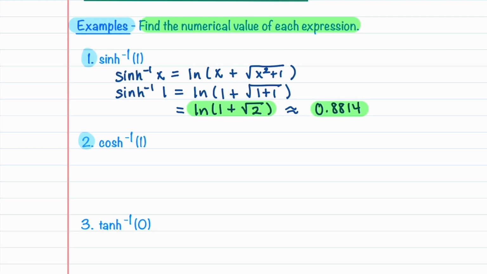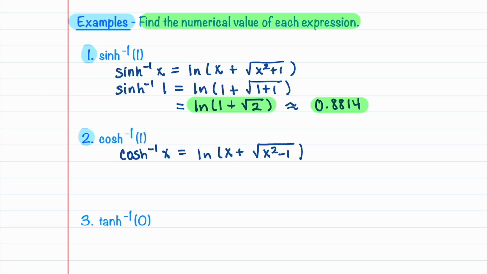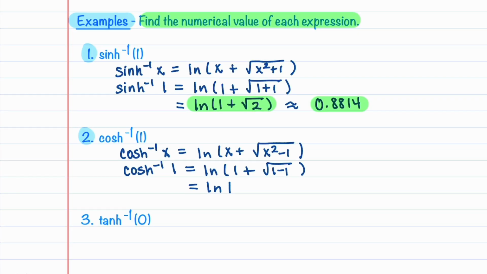Now we have a really similar example for number 2. We are going to evaluate inverse cosh of 1. Let's begin by writing down the formula. Inverse cosh of x is the natural log of x plus the square root of x squared minus 1. Now we're going to let x be equal to 1. So we have inverse cosh of 1. This is natural log of 1 plus the square root of 1 minus 1. So we end up with natural log of 1. Natural log of 1 is equal to 0.